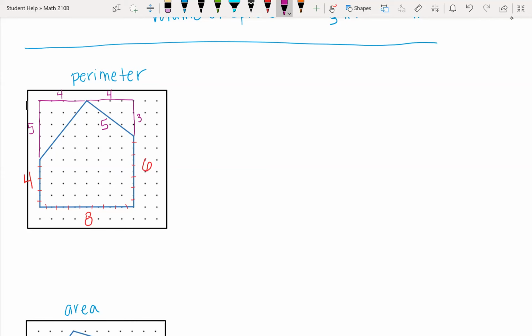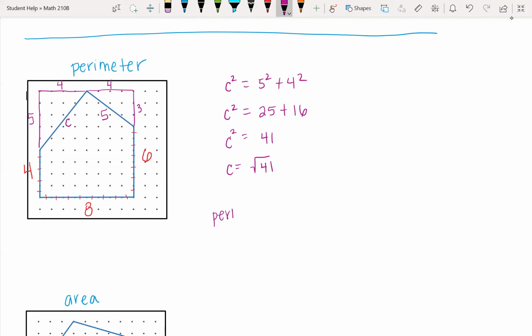So for that second one, let's call this side C. C squared is going to be 5 squared plus 4 squared, which is 25 plus 16, so C is the square root of 41. So for this particular problem, the perimeter will be 4 plus 8 plus 6 plus 5 plus the square root of 41. Add all this together.